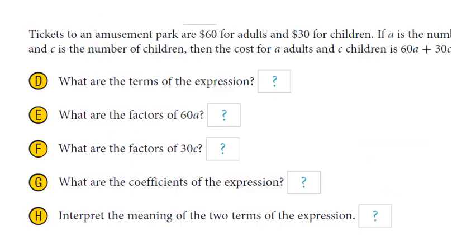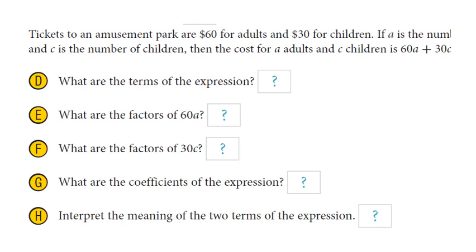Now that we went through the basics of the terminology, let's get into some of the problems that are in your workbook. On page 45, on the bottom half, you will see this problem. Tickets to an amusement park are $60 for adults and $30 for children. If A is the number of adults and C is the number of children, then the cost for A adults and C children is 60A plus 30C. D asks, what are the terms of this expression?